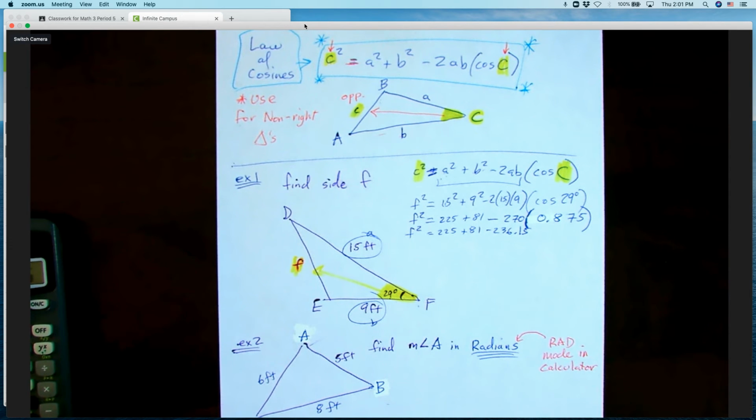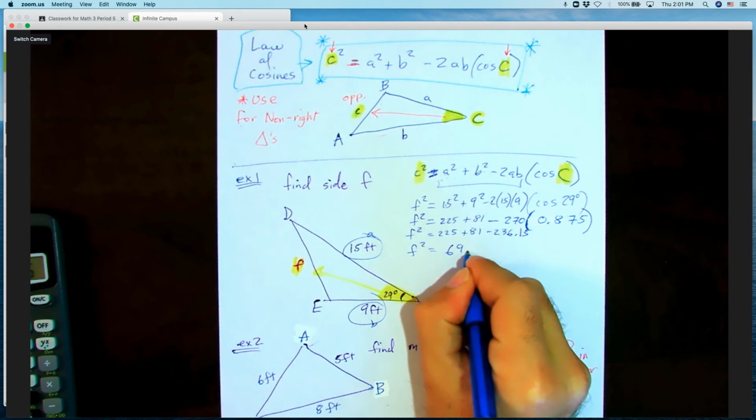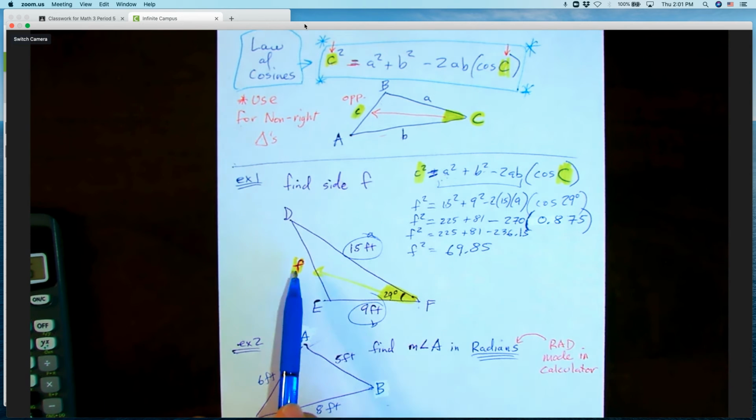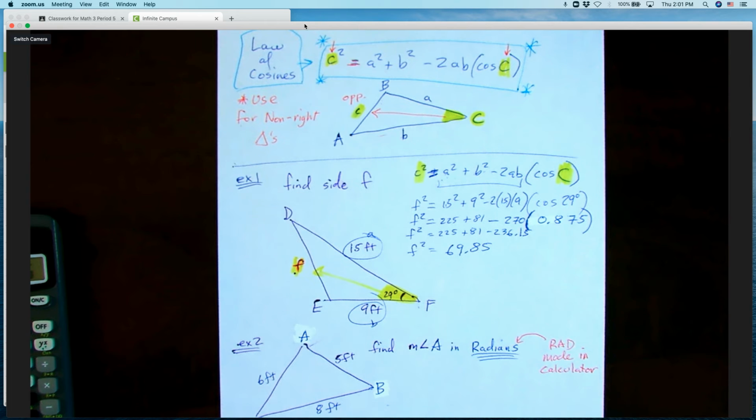Let's go 225 plus 81, get your answer. Then minus 236.15. And we get f squared is equal to 69.85. But that's not quite our answer. I need to know what f is, not f squared. So I have to look and see what will I do to get f when I have f squared. I'll let you catch up.